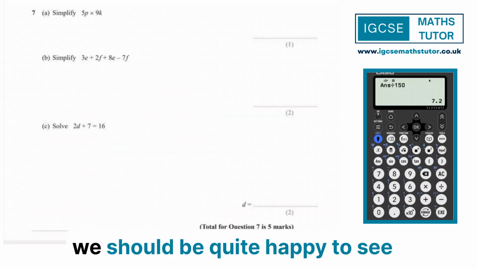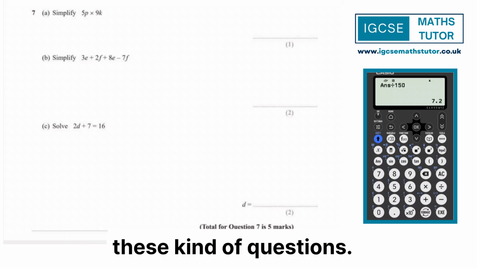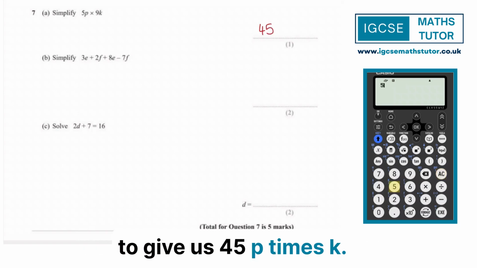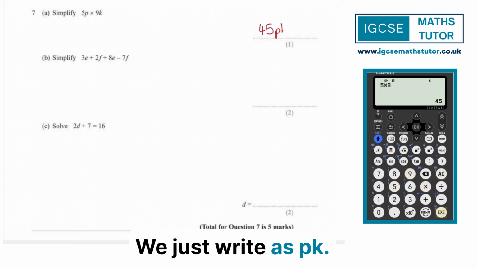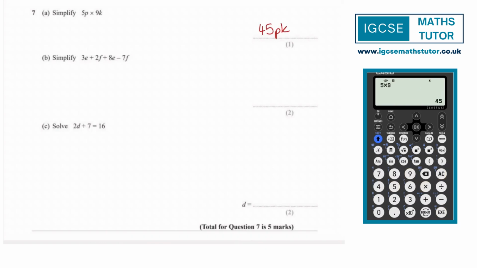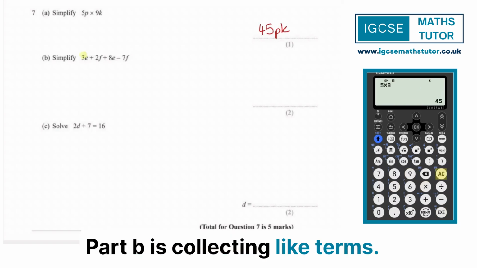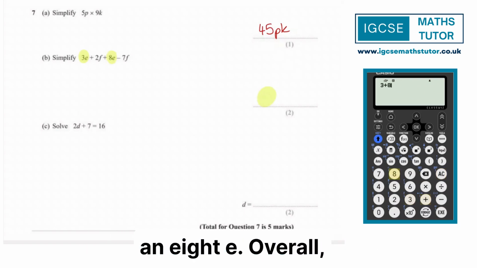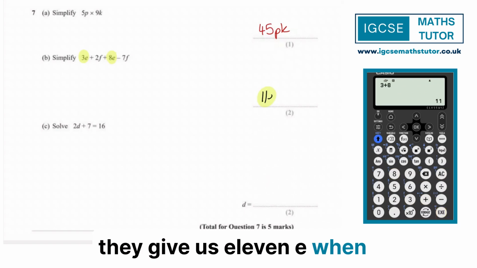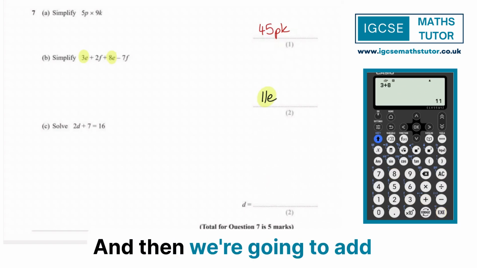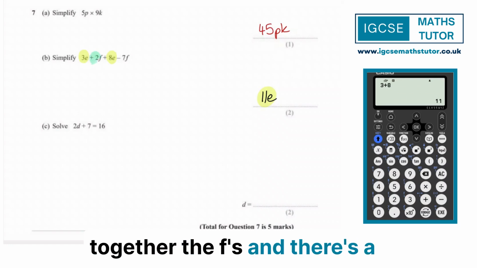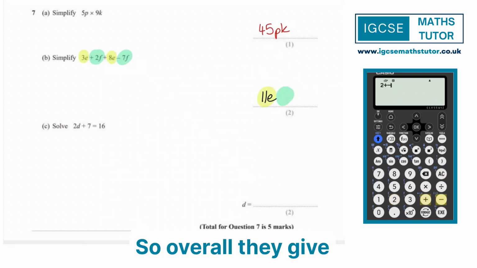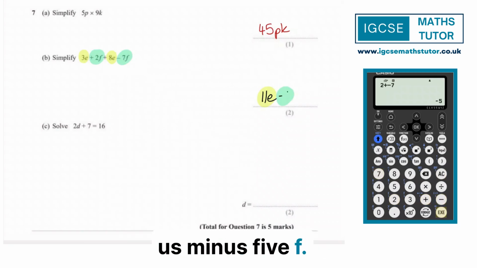Question 7, again, we should be quite happy to see these kinds of questions. We times the 5 and the 9 to give us 45. P times K, we just write as PK. Part B is collecting like terms, so there's a 3E and an 8E. Overall, they give us 11E when we add them together. And then we're going to add together the F's, and there's a positive 2F and a minus 7F. So overall, they give us minus 5F.